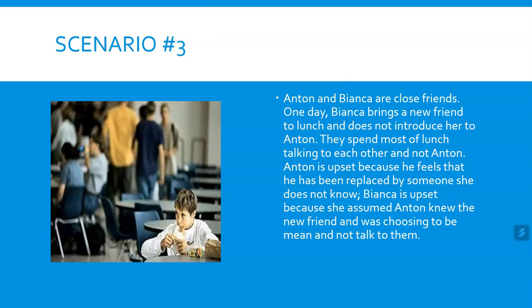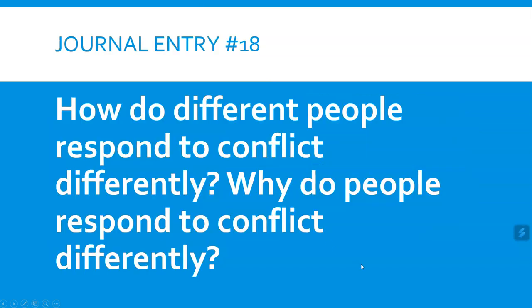Okay, so hopefully you and your class came up with some good ideas and had some good discussions. And once we work as a group, we're going to finish class by turning it into a journal entry, the 18th journal entry. And the question is, how do different people respond to conflict differently? Why do people respond to conflict differently?